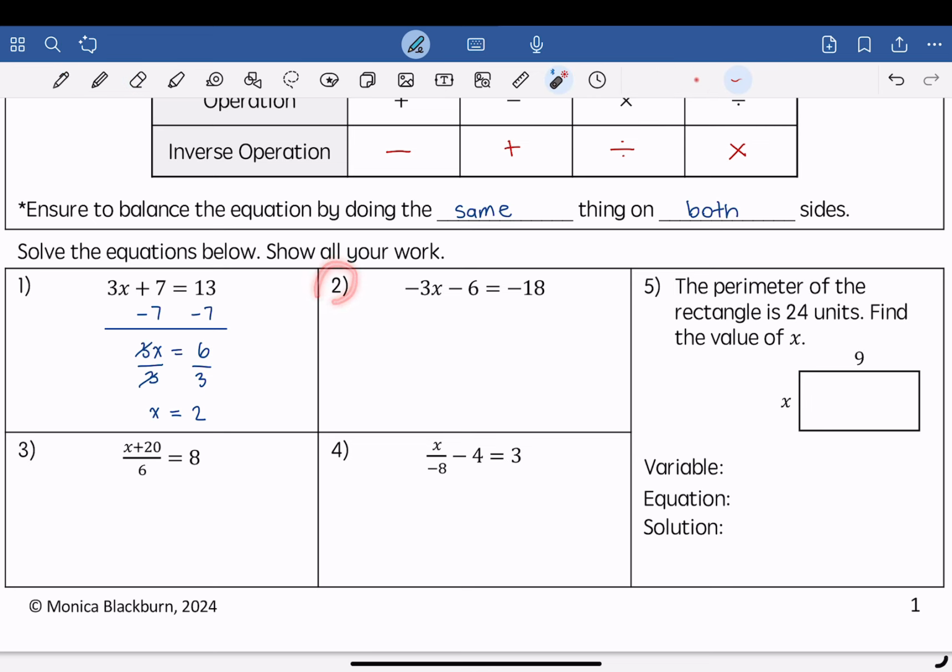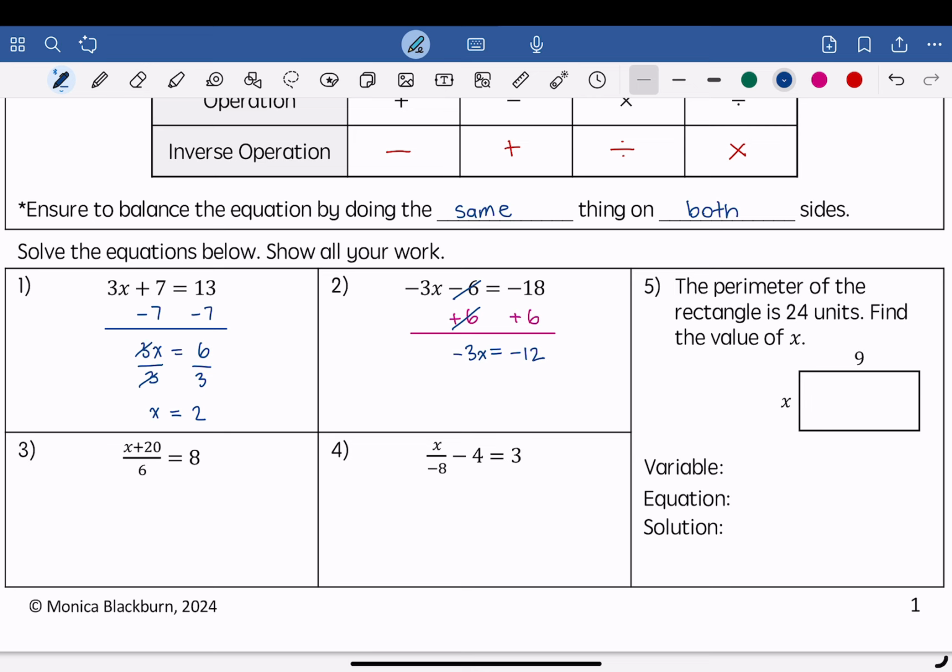Question 2. Here again, we have 3 terms, 1, 2, and 3, and the equal sign is here. Whatever we do on the left side, we have to do on the right side. Our first step is add or subtract the constants. The constant here is minus 6. The inverse operation of negative 6 is plus 6. Whatever I do on one side, I do to the other. It is negative 3x, because these ultimately cancel each other out. Negative 18 plus 6 is negative 12.